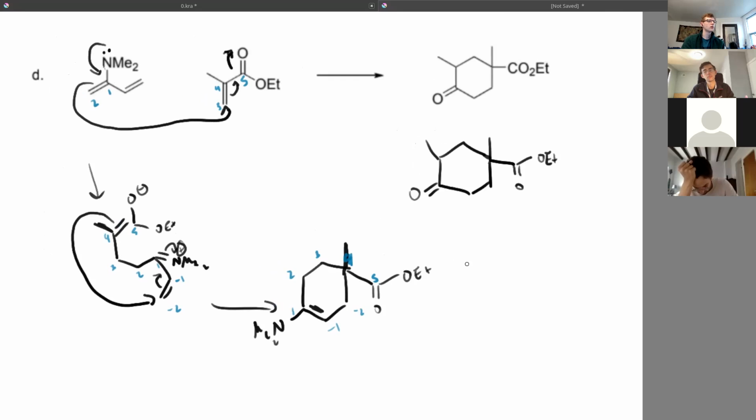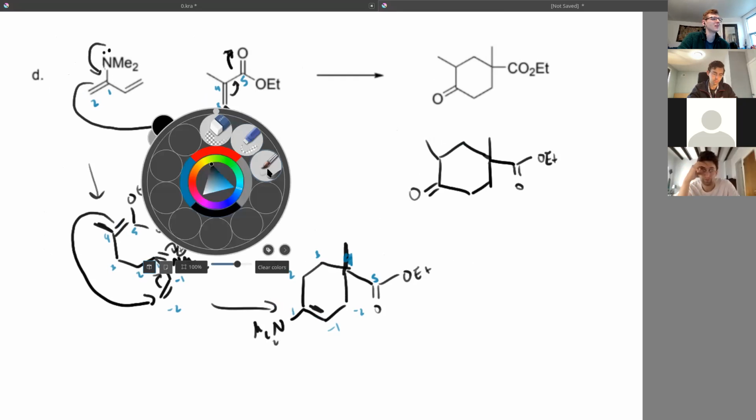Yes. 2, 3. Okay, things are looking okay so far. And then carbon 1 had the amine thing. Something stands out to me, which is that we're missing this carbon. Did we lose a carbon, or is something just wrong in the solution?